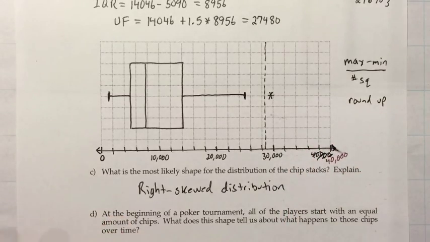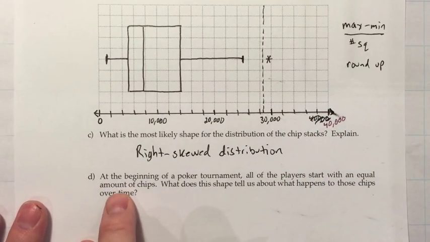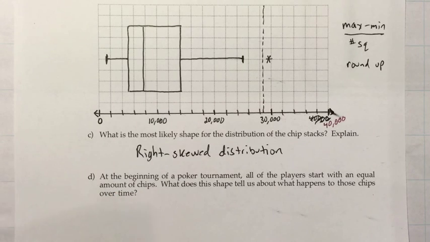And then what does that tell us down here? So let's look at part D. At the beginning of a poker tournament, all the players start out with an equal amount of chips. So what does this shape tell us about what happens to those chips over time?